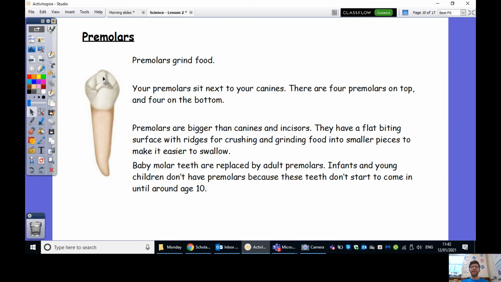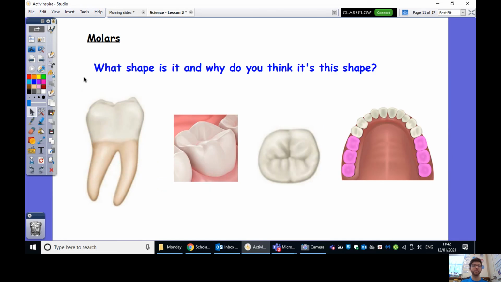Baby molar teeth are replaced by adult teeth, and children don't have premolars because these teeth start to come in around the age of 10. So you get these much later in your life. So remember, premolars, they grind the food. Now onto the final tooth, the molars.